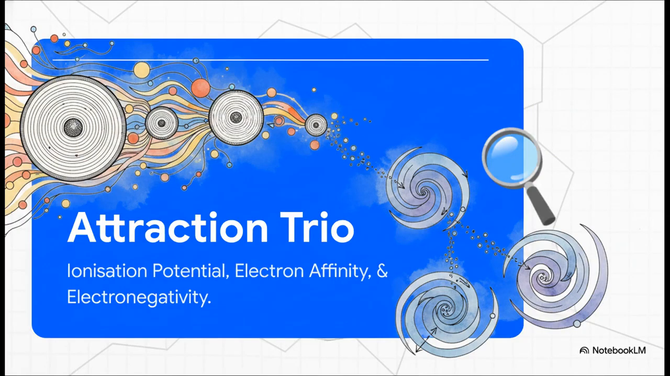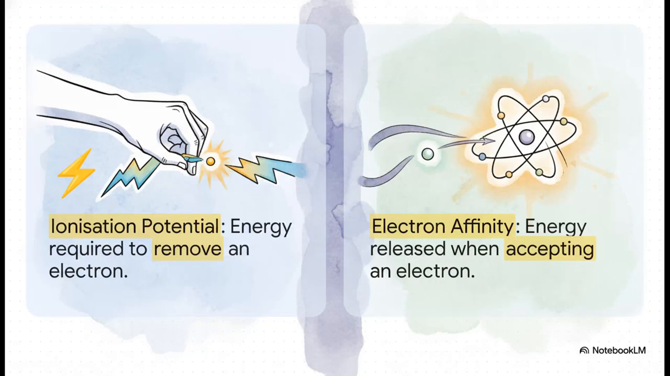Armed with that visual of size, we can easily tackle what I call the energy and attraction trio. The source material throws three big terms at us: ionization potential, electron affinity, and electronegativity. I know, they sound incredibly heavy and academic, but if we just group them together as attraction metrics, they become so much easier to handle. Let's break them down real quick.